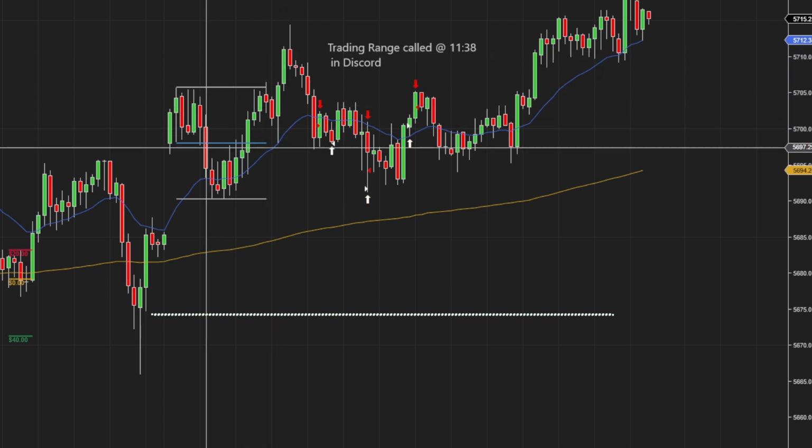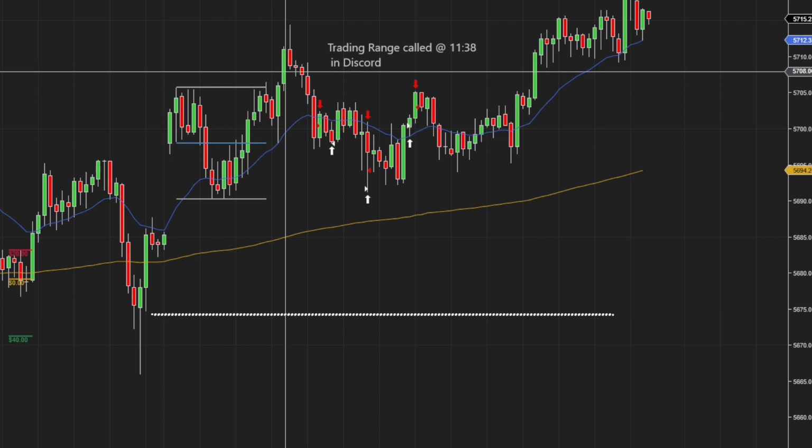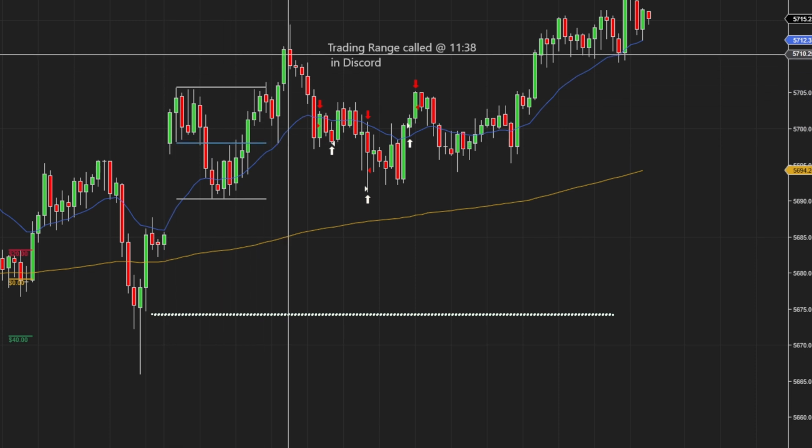So when I see the market playing around the open a lot, and when I see these breakouts failing like this, then those are signs that the day is going to be a trading range. And it's signs that you're in a trading range now.